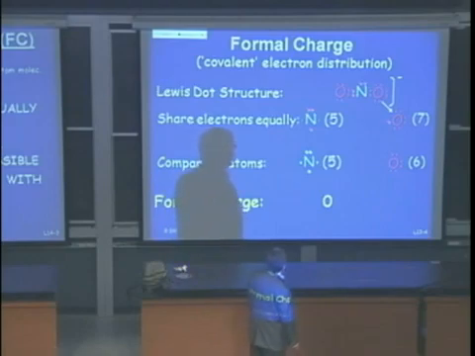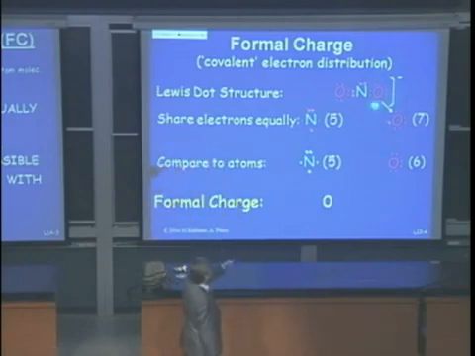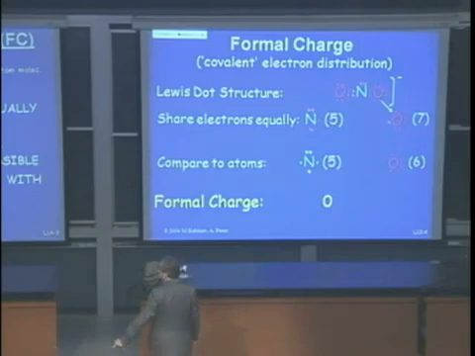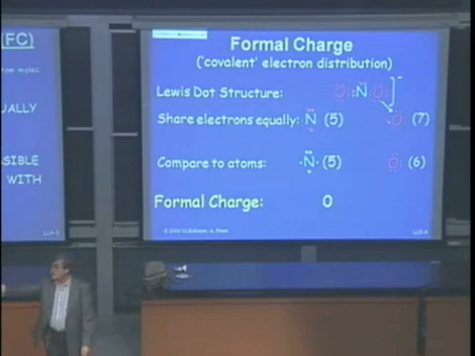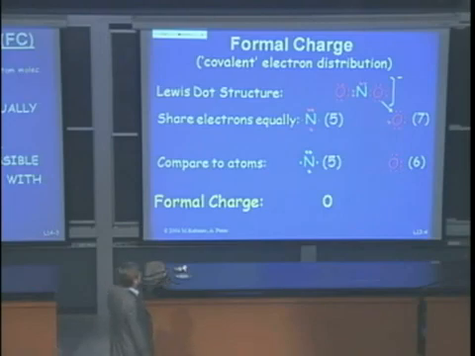Now let's look at this oxygen here. It has 2, 4, 6, 8. We share equally, so that means it has 7, because one goes here and one goes there. And in the free oxygen atom, how many valence electrons? 6. So you have 7 and 6. So 6 minus 7 is what? Minus 1.